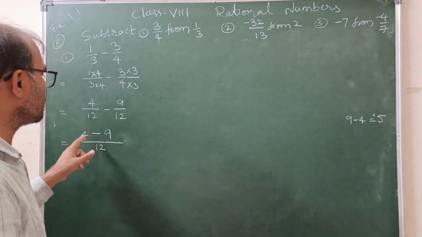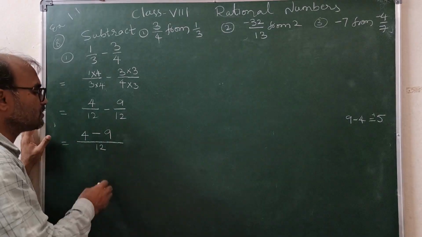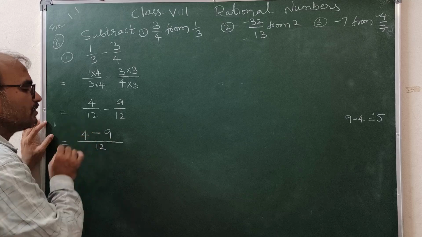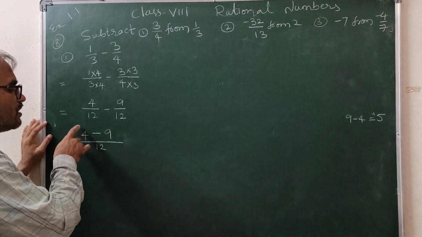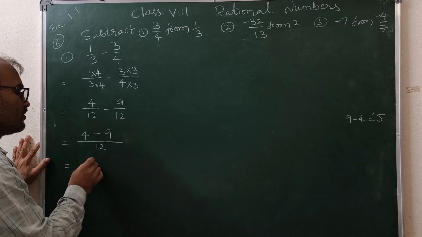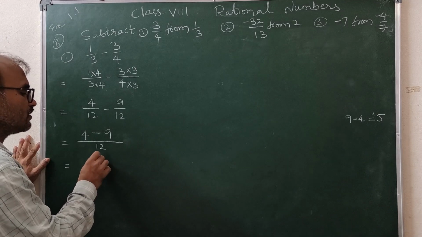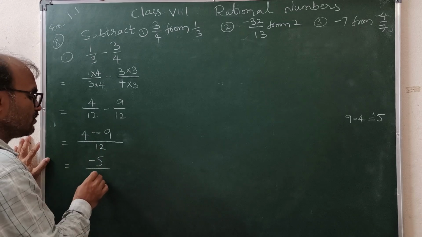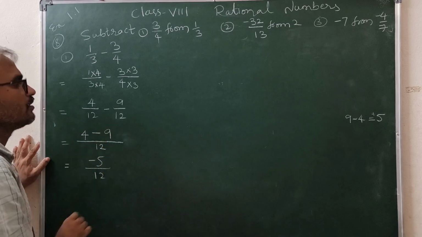Now reverse. Small number minus big number. Both are positive. Right? This plus 4 minus plus 9. Between them, subtraction means from the smaller number, how can you remove the larger number? So that is why you get minus 5. You subtract in another way. You subtract and write the minus symbol. Minus 5 by 12. Complete.